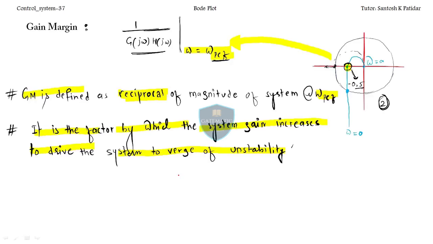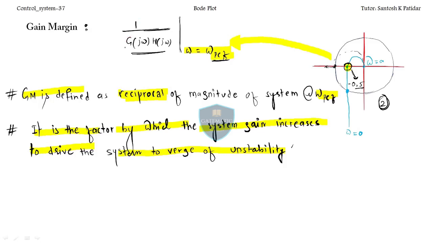So today we'll continue with the phase margin. Last time we discussed what is the gain margin, what is the gain crossover frequency, isn't it? So today I'll elaborate this. It will be clearly understood by you people. Okay. So let's come to the gain margin first.